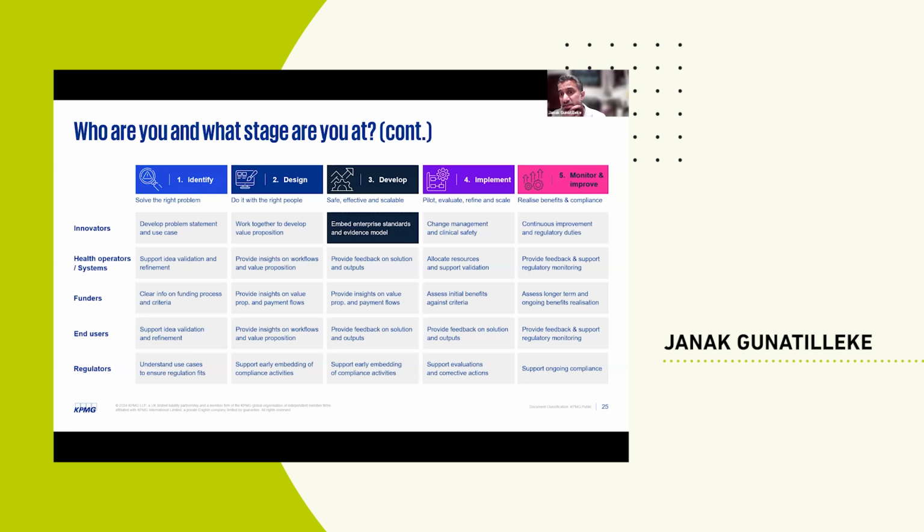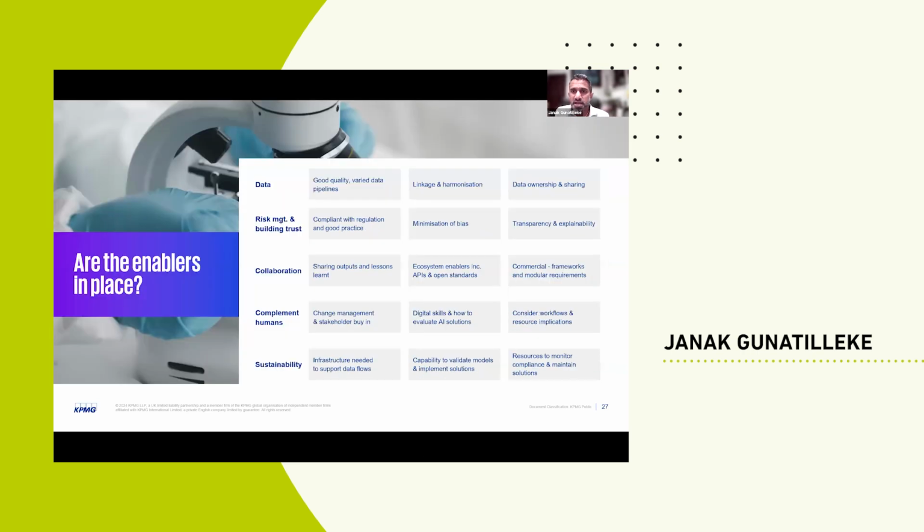In the develop phase, you need to think about some of the enterprise standards, because you're in a clinical or hospital environment, and think about how you're going to capture the evidence as well. And if you're a manager or an operator, you need to think about allocating enough resources to support that implementation, for example to gather test data or to gather benefits and free up some of that frontline staff time as well. The third thing to think about is what I call enablers, and those are across these 5 areas: data, collaboration, sustainability, etc. For example, we've talked about how data can be a challenge.